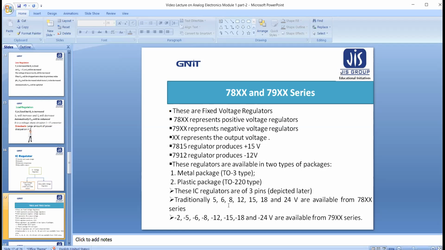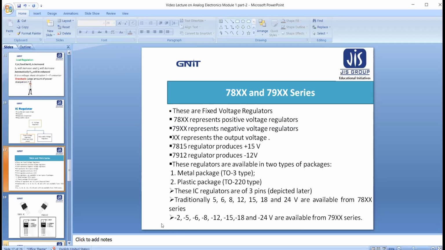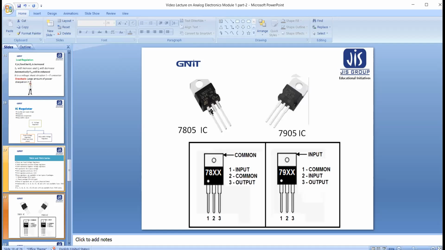Traditionally, 5, 6, 8, 12, 15, 18 and 24 volt are available in the market, and minus 2, minus 5, minus 6, minus 8, minus 12, minus 15, minus 18 and minus 24 are available from the 79XX series. So please remember that you cannot design a haphazard fixed voltage regulator. You must design keeping in view the commercially available voltage regulators.